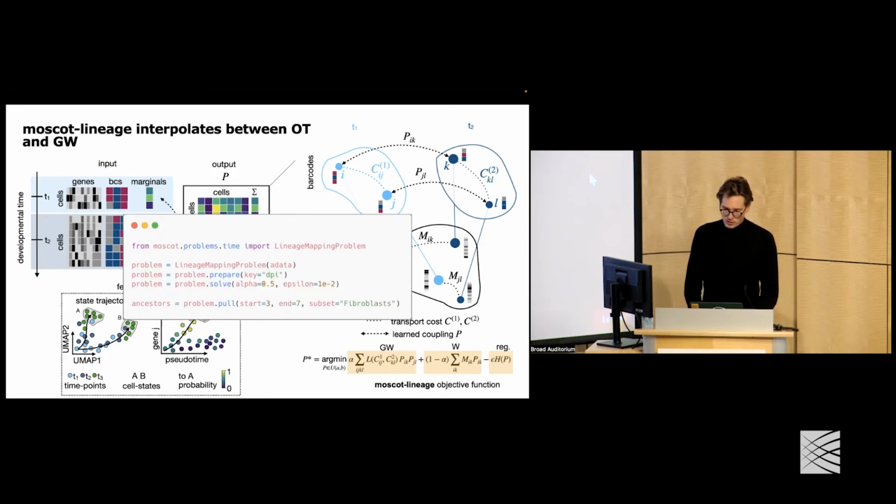Actually, first I want to show how this works in Moscot. Again, this is extremely similar. Once you're familiar with the Moscot API, once you know it for one problem, it's really easy to do it for another problem. So again, you import this lineage mapping problem. You set it up by feeding it your AnnData object. You prepare the method, and then you just hit solve. Now you pass, in addition to your entropic regularization, the alpha parameter, giving the weight between the Wasserstein and the Gromov-Wasserstein terms. And Zoe has been pushing the implementation here a lot.